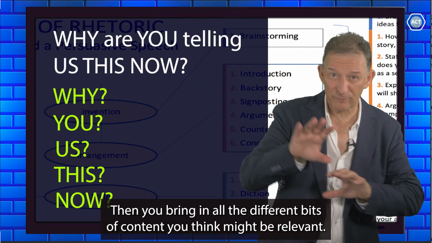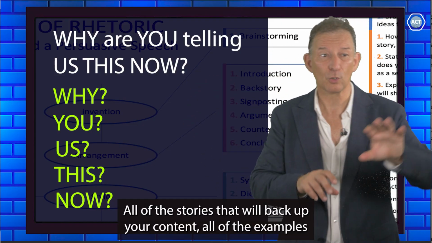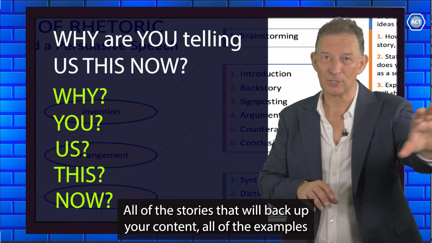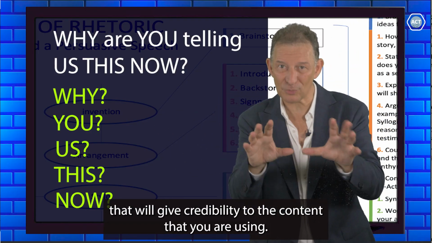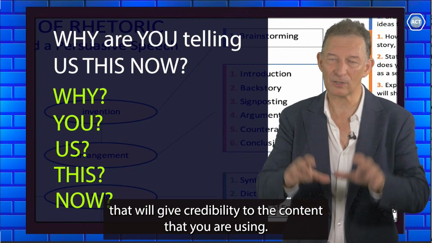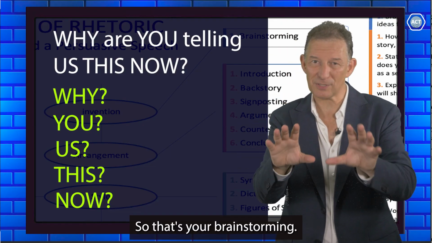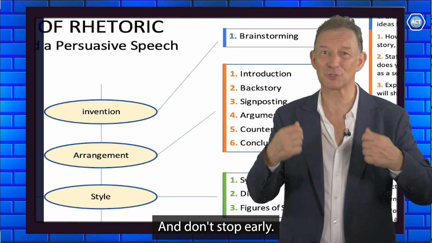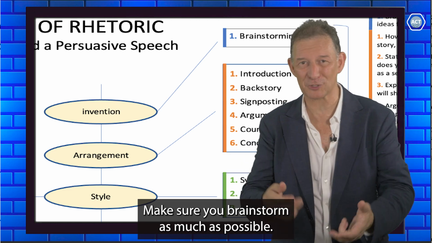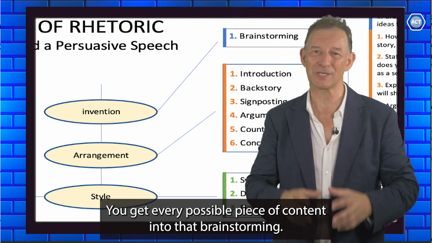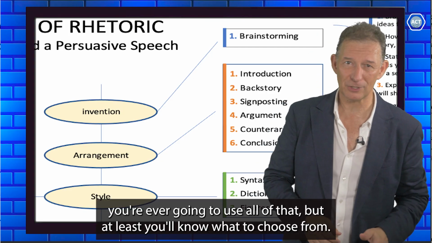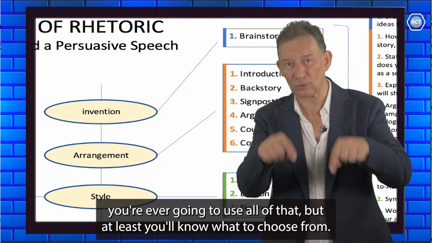Then you bring in all the different bits of content you think might be relevant, all of the stories that will back up your content, all of the examples that will give credibility to the content that you are using. So that's your brainstorming. And don't stop early. Make sure you brainstorm as much as possible. You get every possible piece of content into that brainstorming. There's no way you're ever going to use all of that, but at least you'll know what to choose from.